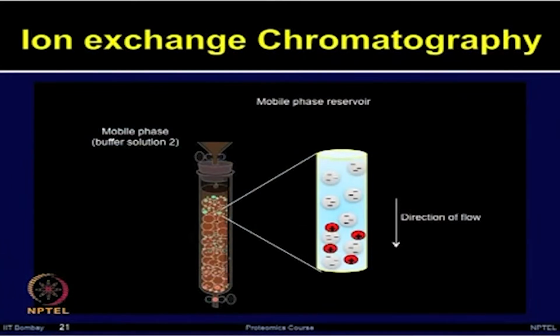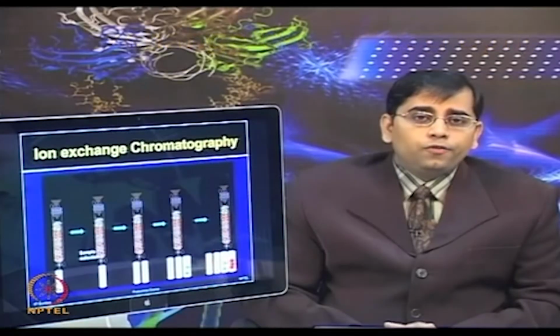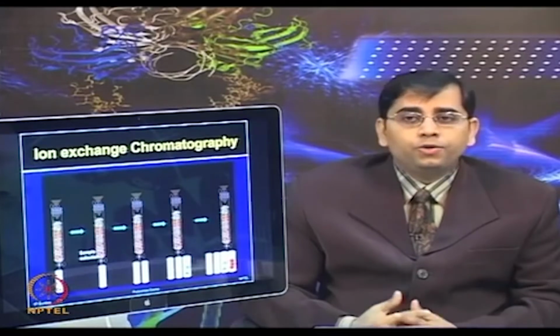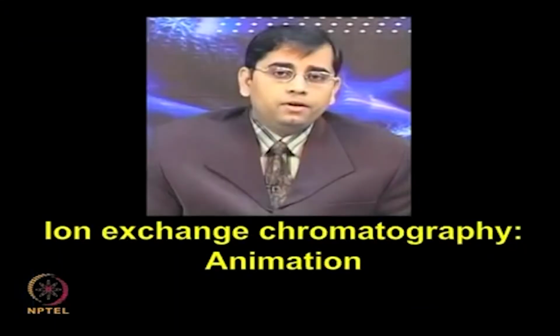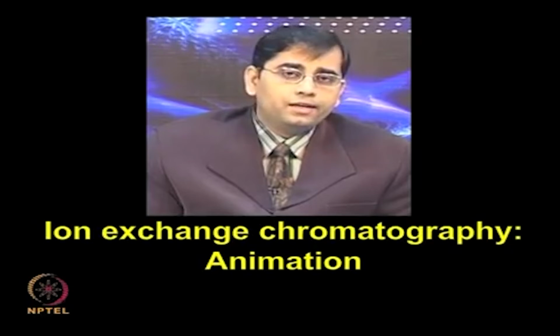Now, the buffer solution is changed so that the net charge of the protein of interest can be modified and it no longer binds to the ion exchange resin. Therefore, the bound protein can be eluted out as shown in this slide. So, if you have a negatively charged protein, it gets eluted first and will be present in the initial fractions, while the positively charged protein that bound to the column will be eluted in the latter fractions, or it will be vice versa. Let me describe how ion exchange chromatography works step by step in the following animation.